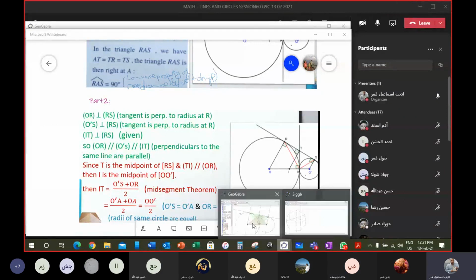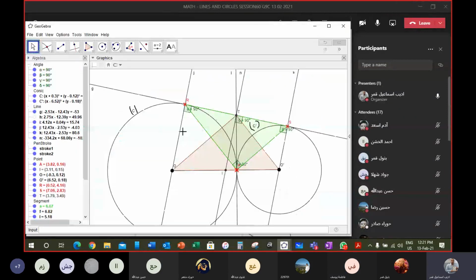أعيدها على هيدي الرسمة هيدي أوضح. OR perpendicular لل RS، هيدي 90، property of tangents. كمان O prime S perpendicular لل RS، هيدي 90، property of tangents. ال IT perpendicular لل RS هي given. هو عم يقول لي the perpendicular at T to RS، يعني هيدي given.